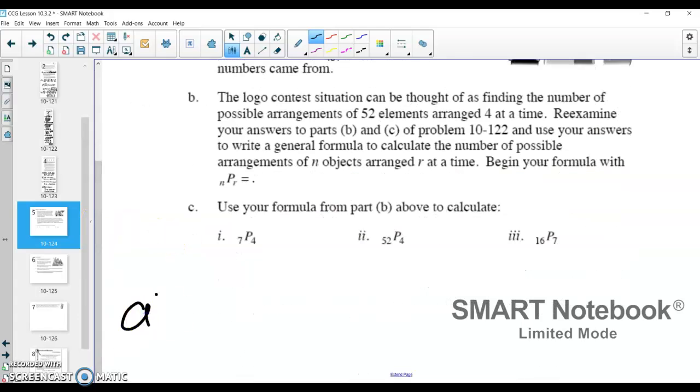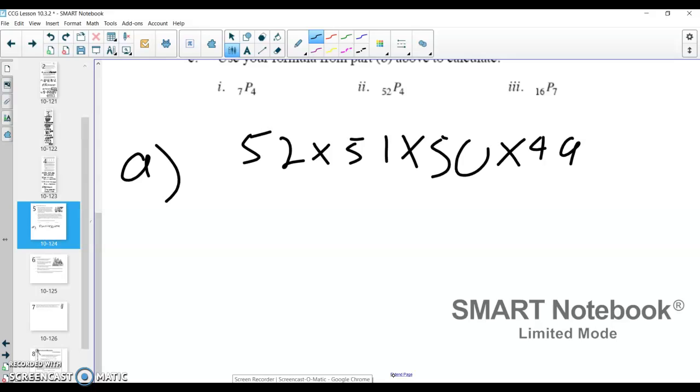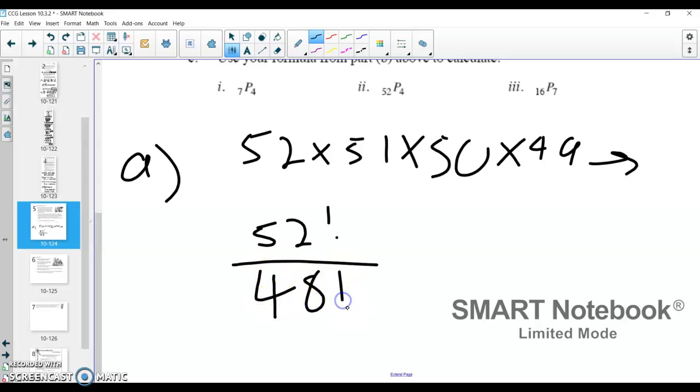What we did was 52 times 51 times 50 times 49, because we had 4 decisions being made, and it went down each time because we couldn't repeat and order mattered. Everything lower than 49, so 48 and down, had to be canceled out. So we start on top with 52 factorial, and we put 48 factorial on the bottom to cancel out the whole 48 and below.